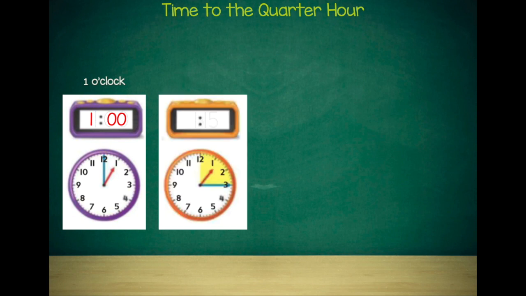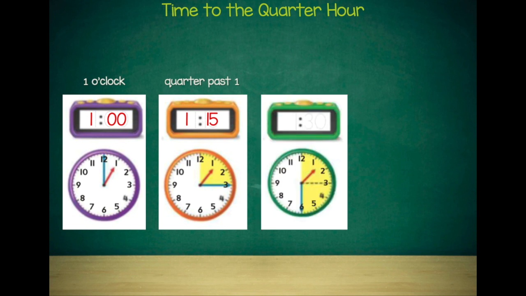In the next example, a quarter of an hour has passed. Notice that the minute hand is at 3, and the hour hand has slightly passed 1. Therefore, when we read the time, we say that it is 1:15. In terms of words, we say that it is a quarter past 1 to indicate that a quarter of an hour has passed.